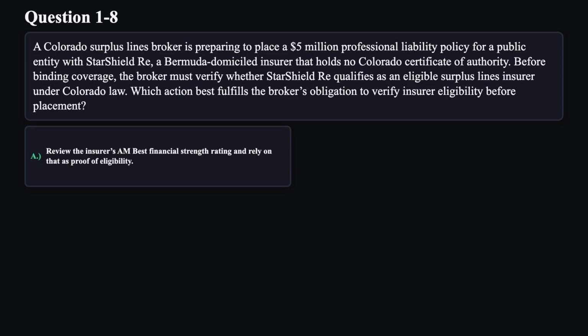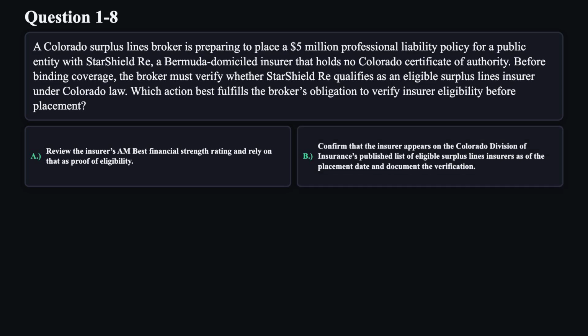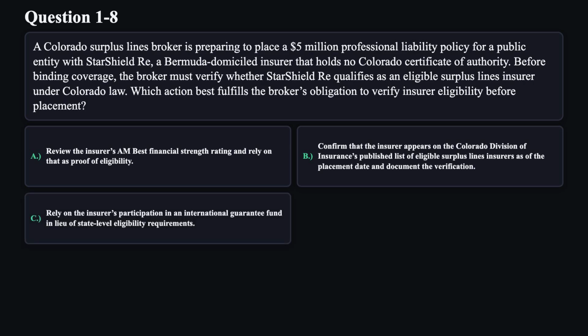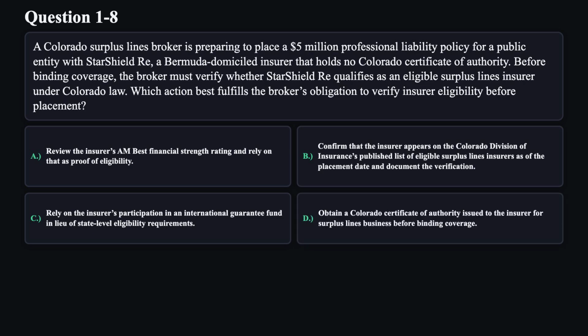A. Review the insurer's AM Best Financial Strength rating and rely on that as proof of eligibility. B. Confirm that the insurer appears on the Colorado Division of Insurance's published list of eligible surplus lines insurers as of the placement date and document the verification. C. Rely on the insurer's participation in an international guarantee fund in lieu of state-level eligibility requirements. D. Obtain a Colorado certificate of authority issued to the insurer for surplus lines business before binding coverage.